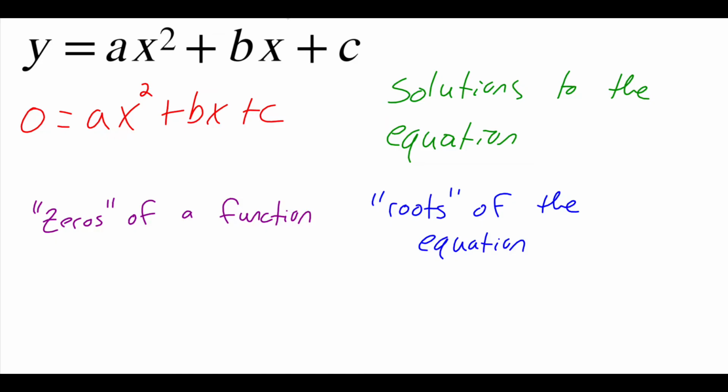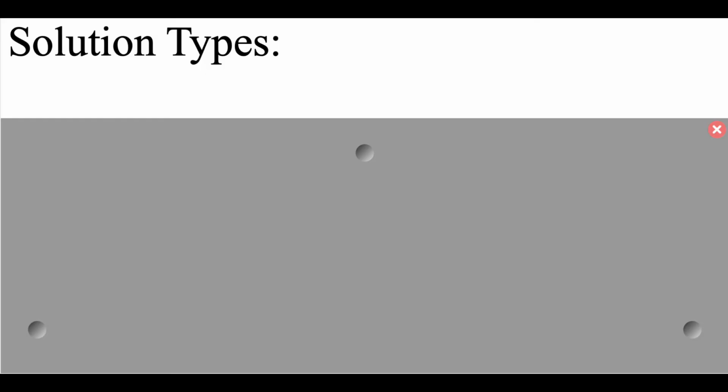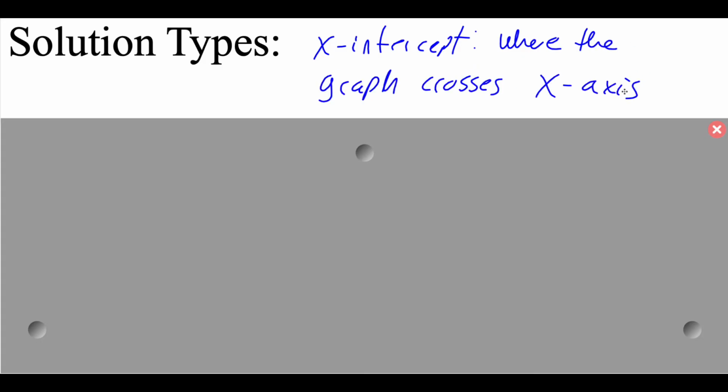But specifically in this video, we're looking at solving by graphing. So what we're actually going to be looking for are the x-intercepts of our graph. But just keep in mind that all of these different names are referring to the exact same thing: the x values that, if we plugged them into our equation, would make the equation equal 0. So I just said we're looking for the x-intercepts for the graph. And what that means is we're looking for where the graph crosses through the x-axis.